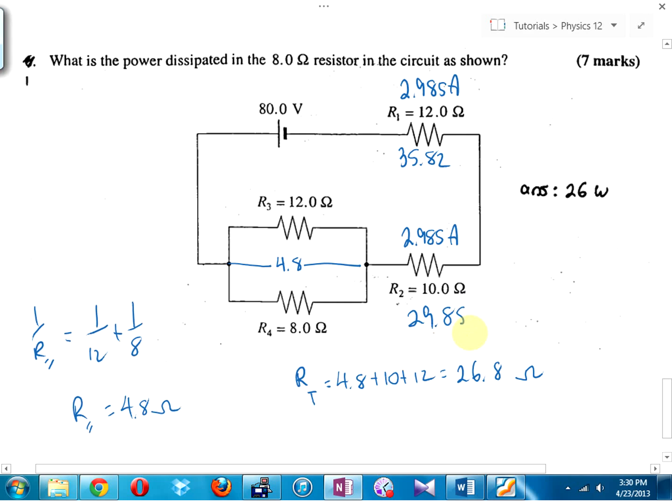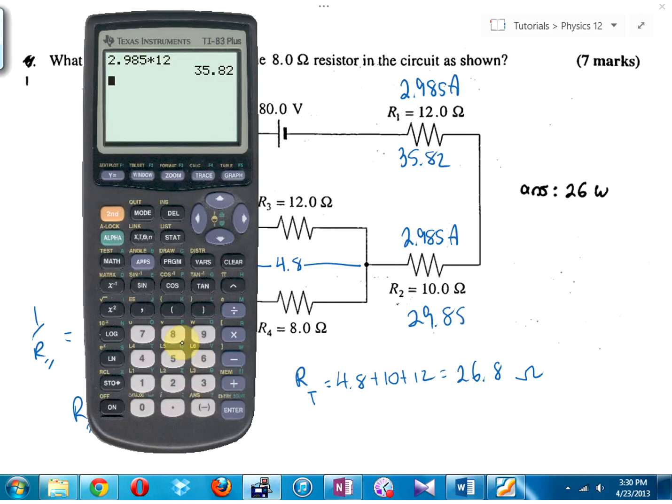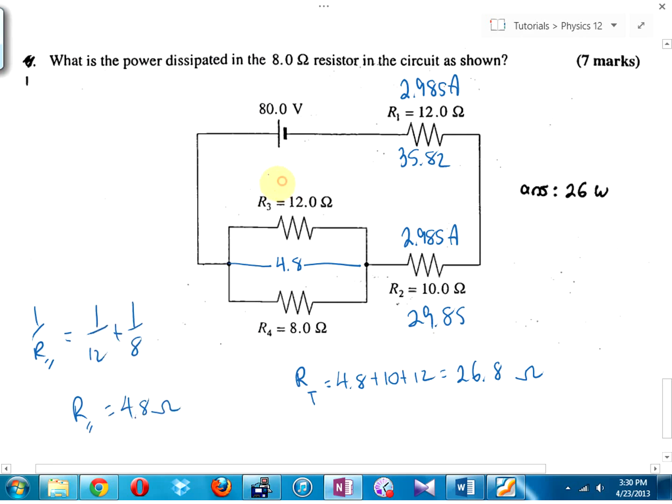How many volts am I starting with? 80. So I guess each one of these must be 80 minus 29.85 minus 35.82, which is 14.33 volts.